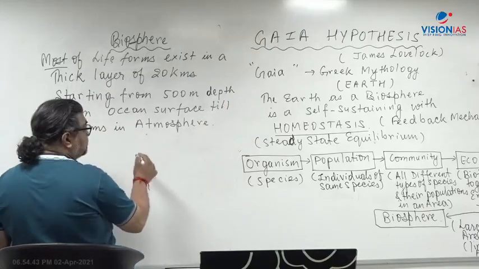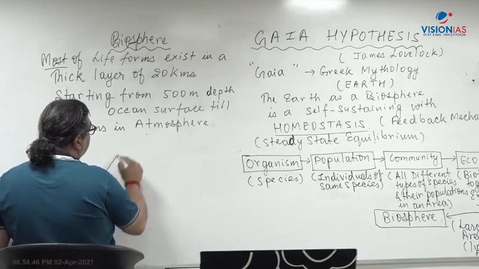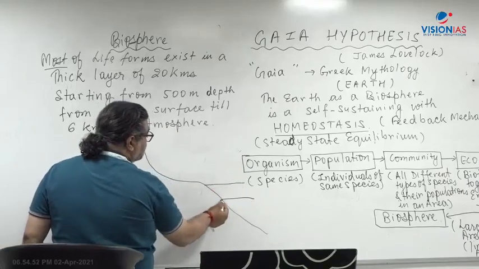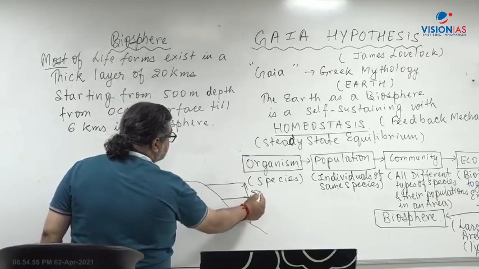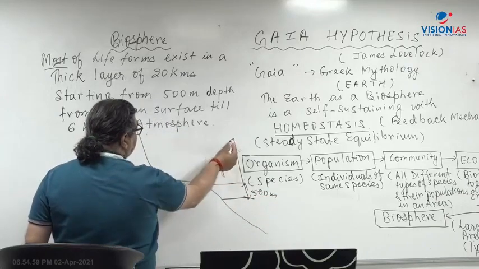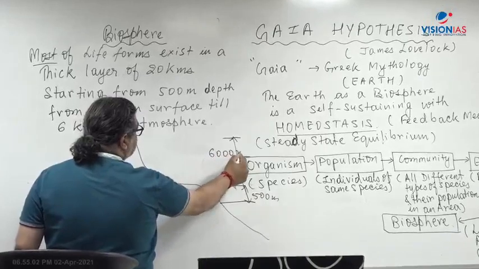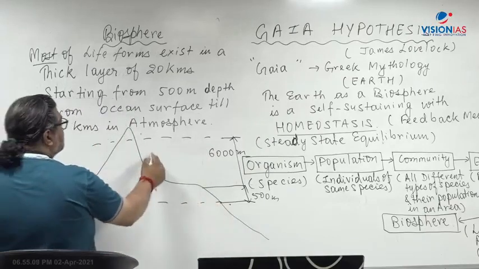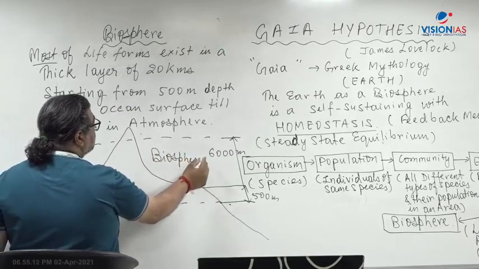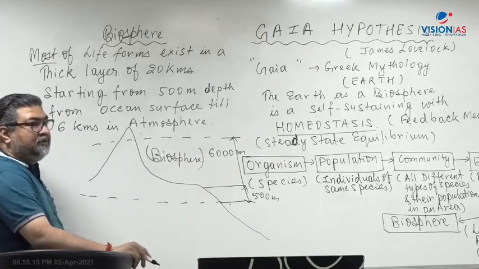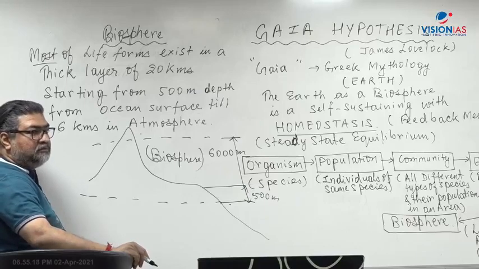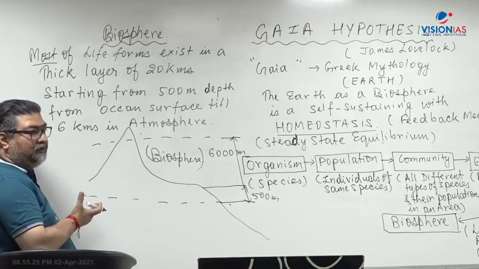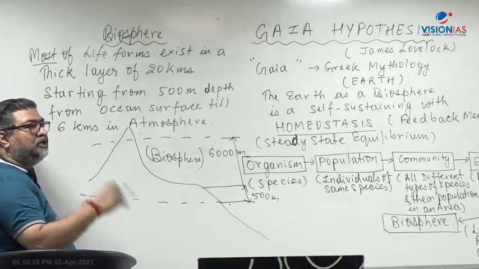So you can say that the earth, if you take here the atmosphere, and let's say the ocean here. From the ocean, 500 meters depth, right? And there in the atmosphere, 6,000 meters or 6 kilometers. This is what defines the extent of the biosphere. We call it the biosphere, which includes the atmosphere, lithosphere, hydrosphere. Wherever that area is surrounded by all or most of the living forms, that is where the biosphere comes in.